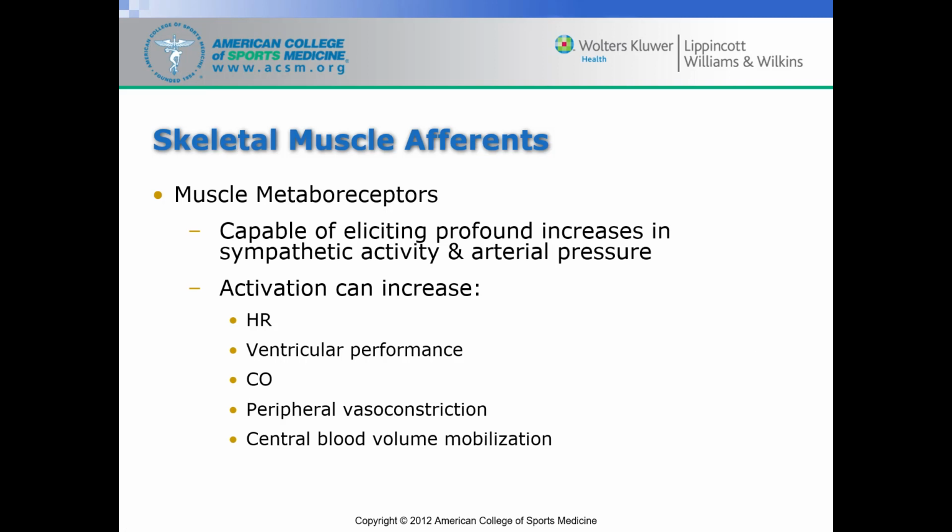Skeletal muscle afferents. We have muscle metaboreceptors, and they detect changes of metabolic intermediates. As the working skeletal muscle produces things such as lactate, hydrogen, and CO2, we can have robust changes in the cardiovascular system. You can see large increases in heart rate, ventricular performance, cardiac output, and even peripheral vasoconstriction and central blood volume mobilization. Thus, things created in the active working muscle have a profound effect on control of the vascular system.